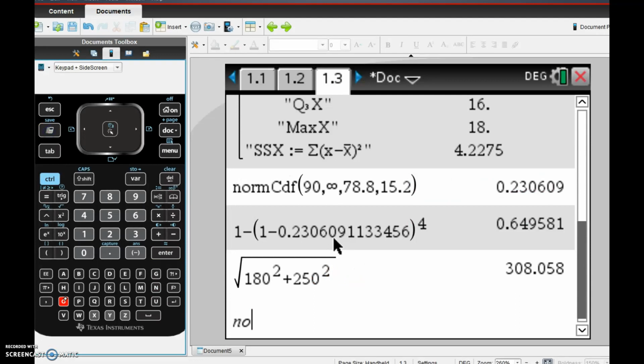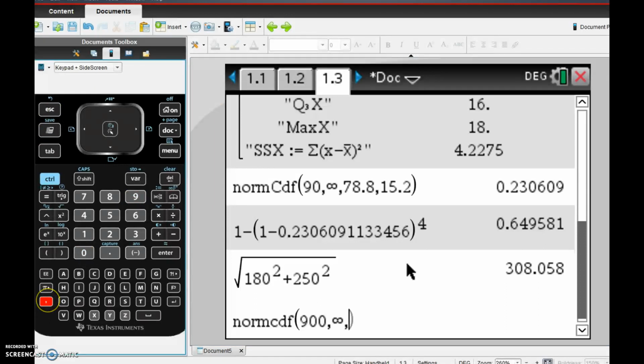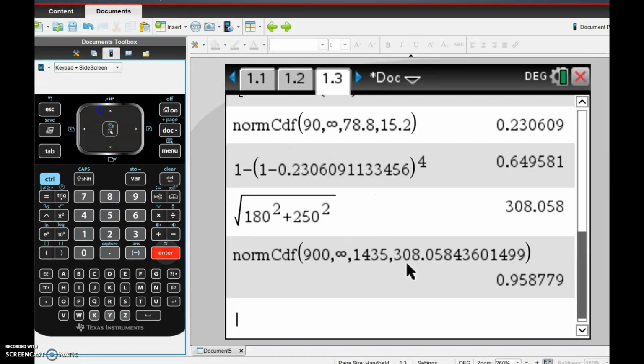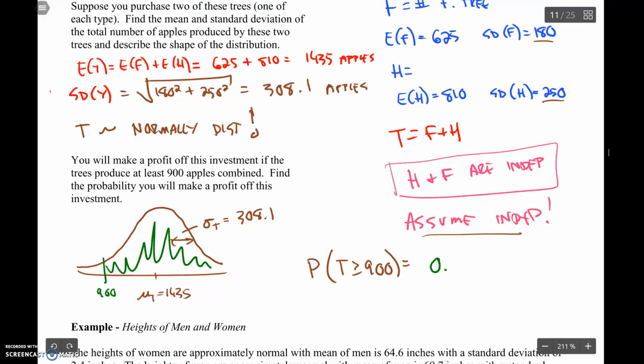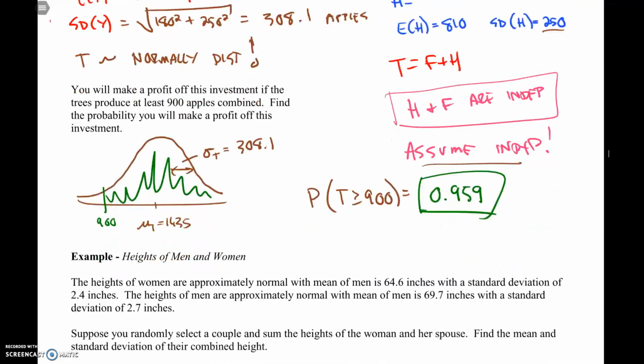Normal CDF, lower bound 900, upper bound infinity. Mean was 1435. Standard deviation was my last answer. 95.9%. About 96% chance. It's pretty good probability of a profit.